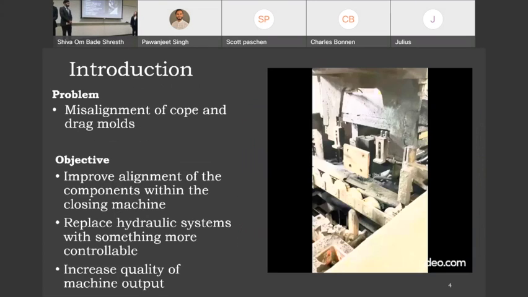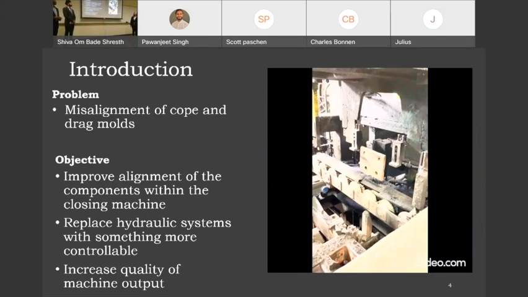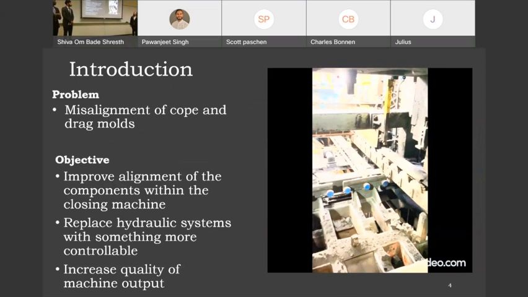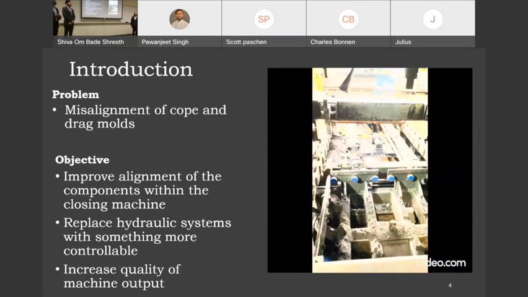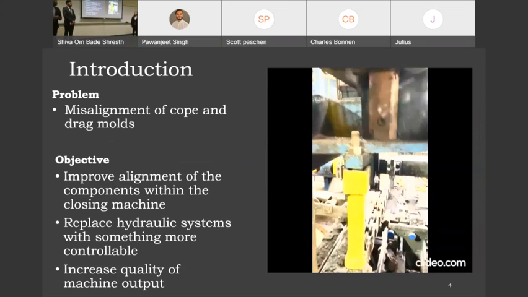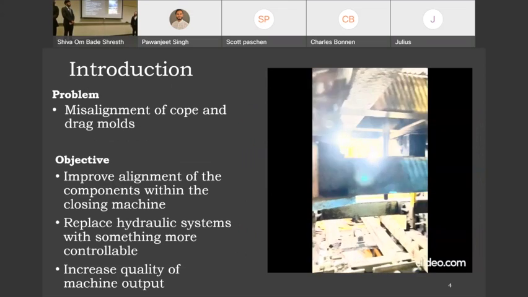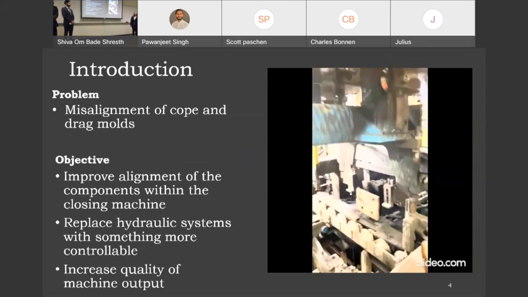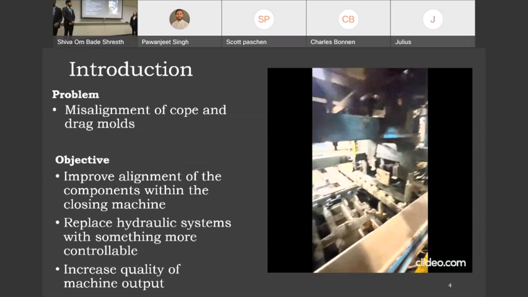So the problem faced with the machine is the misalignments of the cope modes. And the goal was to improve the alignment by replacing the hydraulic systems with something more controllable, something more efficient, which would overall increase the quality of the machine.